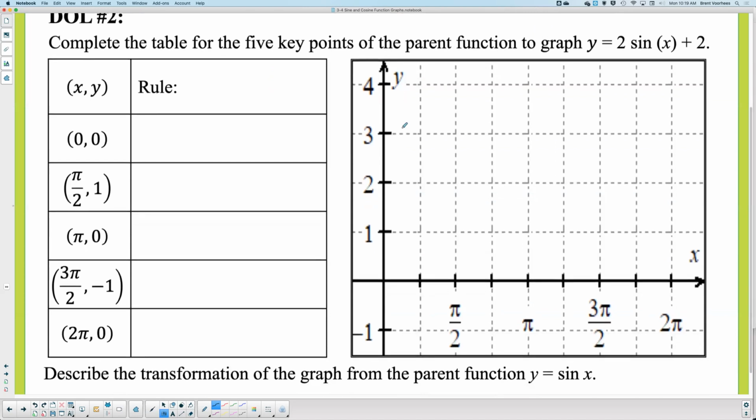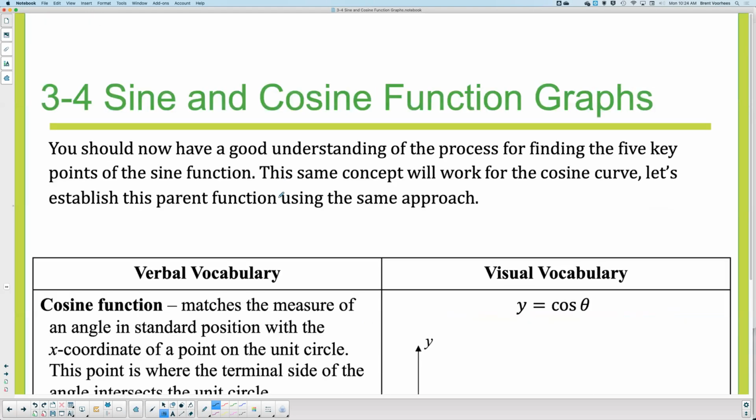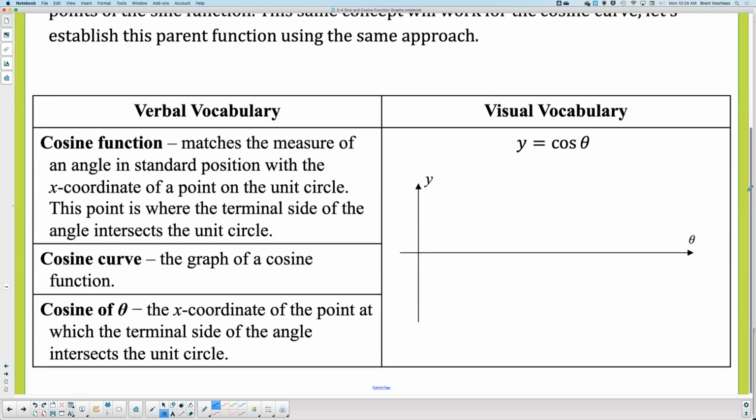Pause it here. Now, as you've wrapped up the DOL for sine, we are going to move on from sine. Now let's take a look at cosine. Now, cosine, what's the difference between sine and cosine?